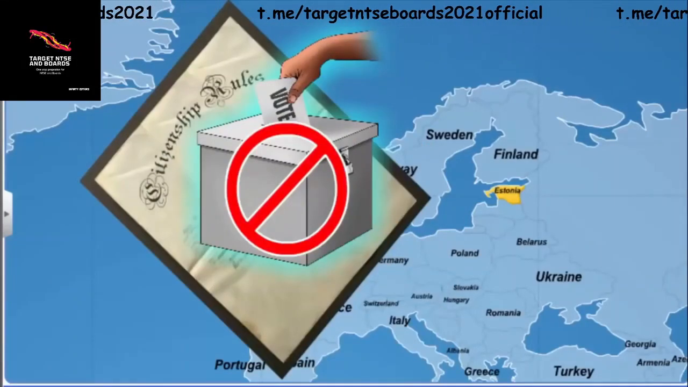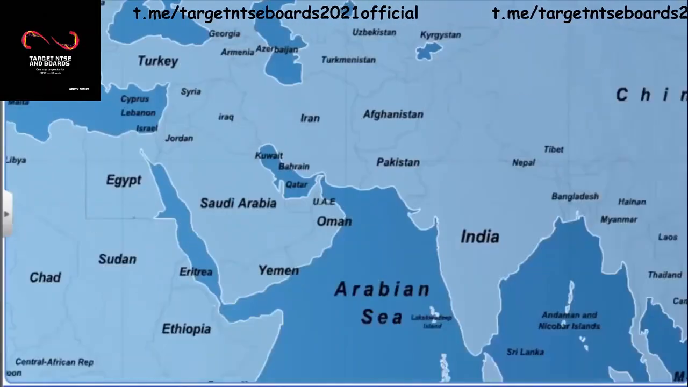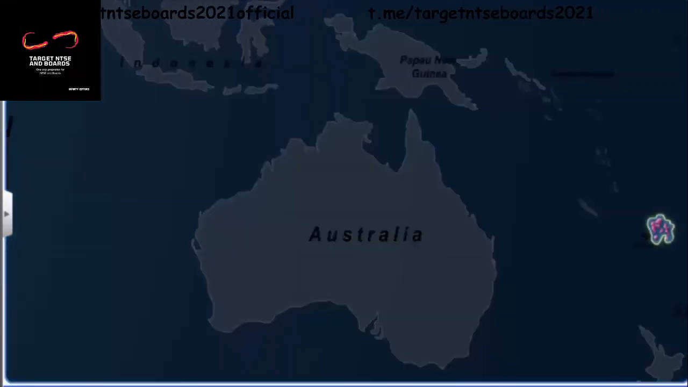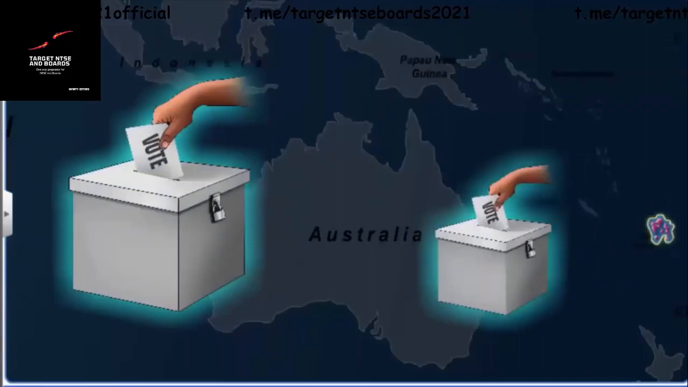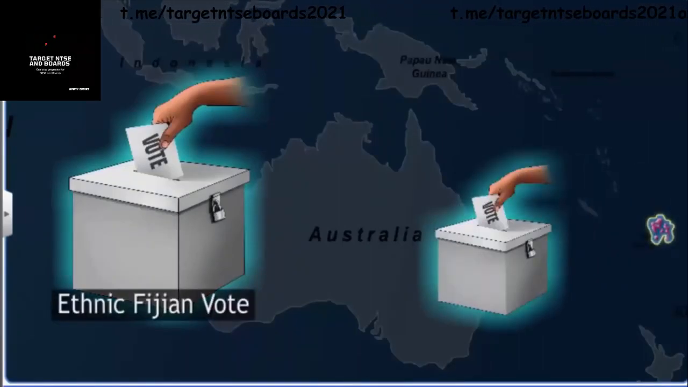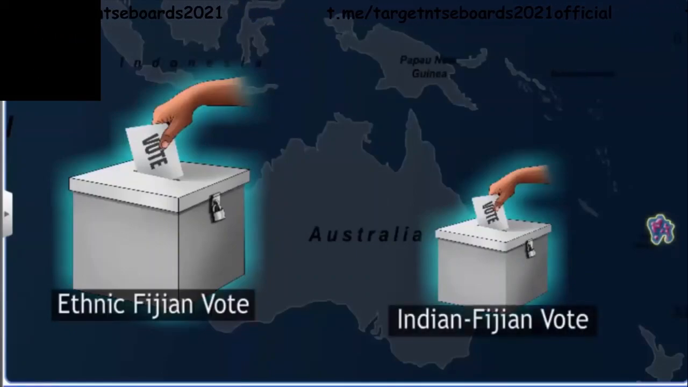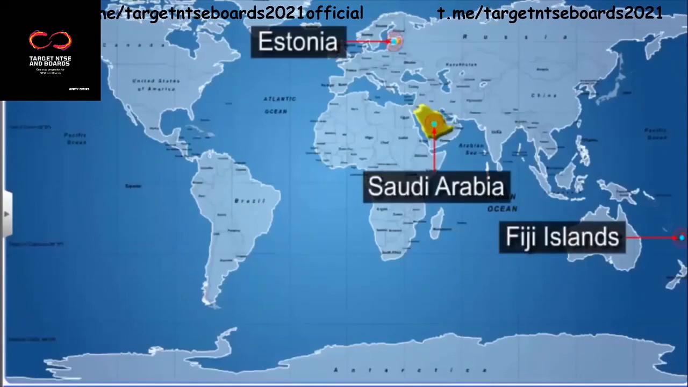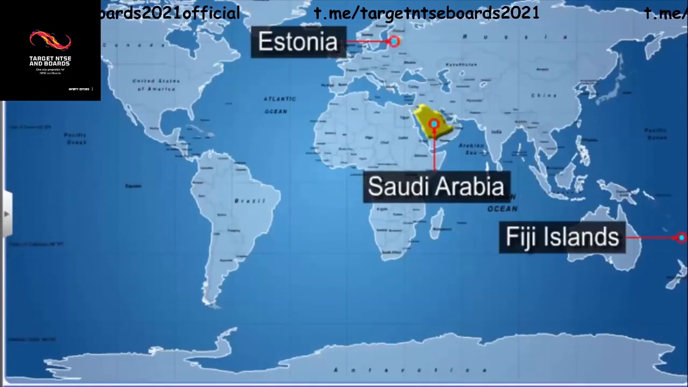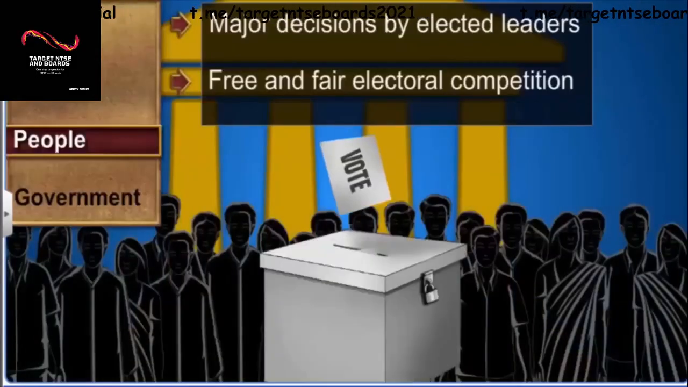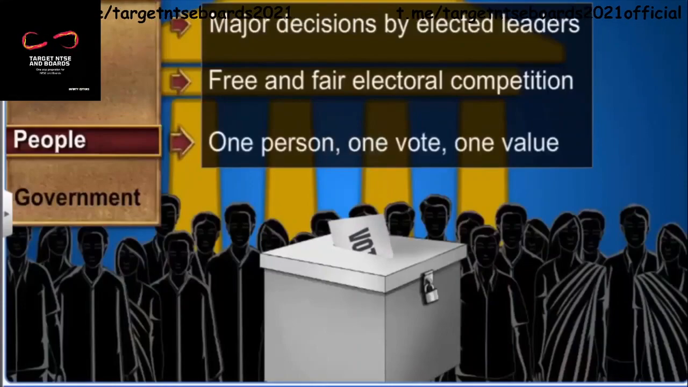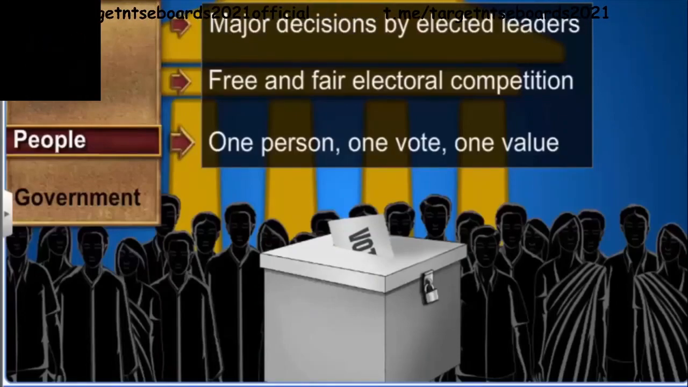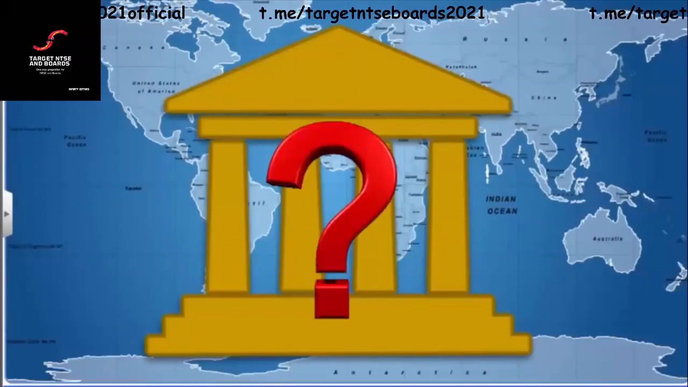Finally, let's look at Fiji, where the electoral system gives more value to the vote of an ethnic Fijian and less to that of an Indian Fijian. These countries cannot really be qualified as democracies because political equality for citizens is lacking. Thus, in a democracy, all adults who are citizens of the country should be allowed to vote, each vote having equal value. What happens if the popular government turns out to be undemocratic?